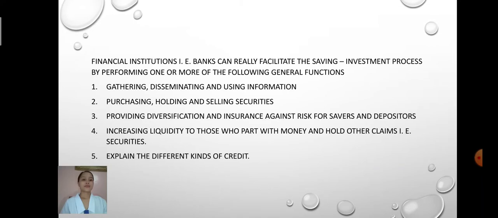Financial institutions. Banks can really facilitate the saving investment process by performing one or more of the following general functions. 1. Gathering, disseminating, and using information. 2. Purchasing, holding, and selling securities. 3. Providing diversification and insurance against risk for savers and depositors. 4. Increasing liquidity to those who part with money and hold other claims, securities. 5. Explain different kinds of credit.